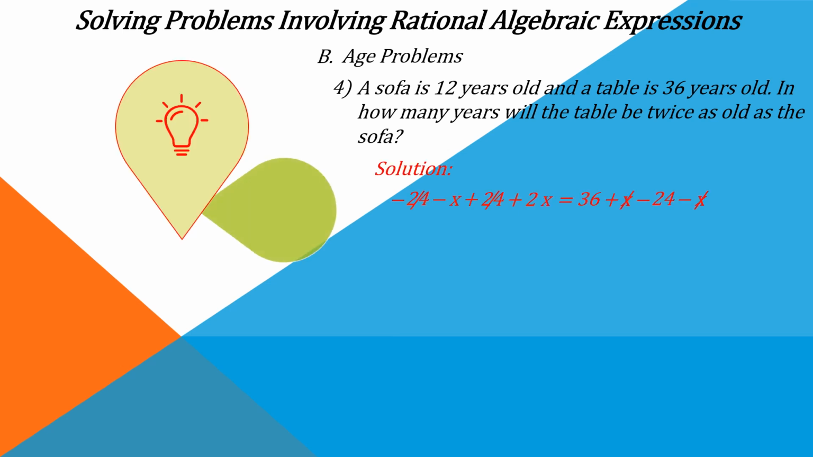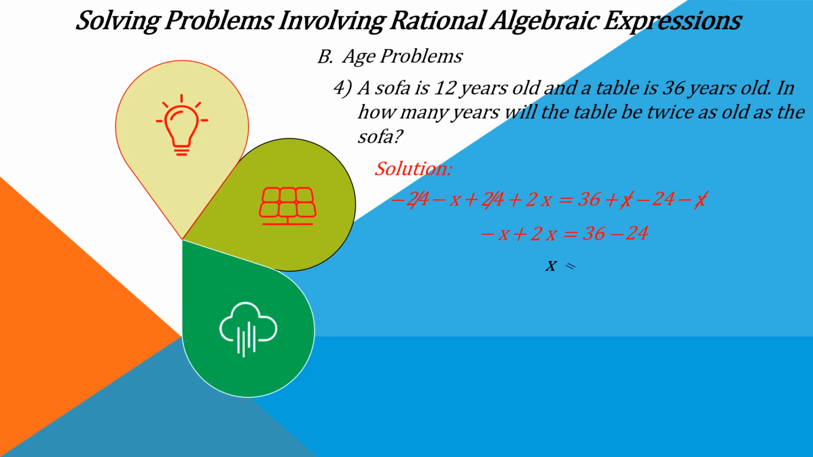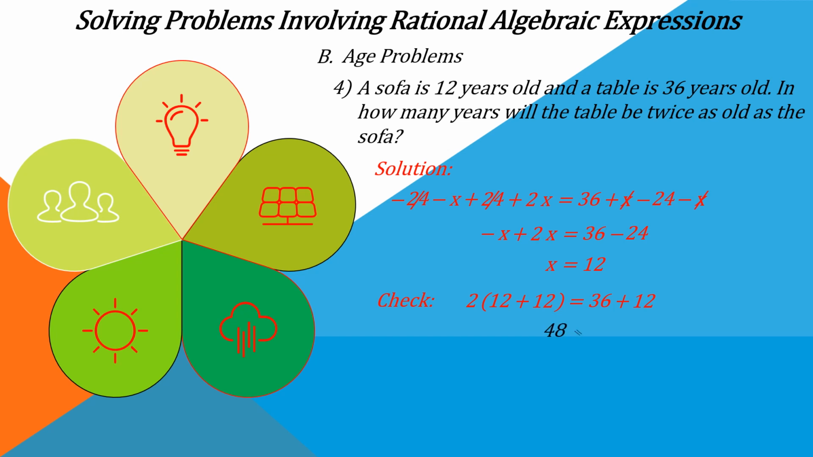We have negative x plus 2x is equal to 36 minus 24. X is equal to 12. And this is 12 years after their age will become double. Let us check. 2 multiplied by 12 plus 12 is equal to 36 plus 12. And this is 48 is equal to 48. Therefore, our answer is correct.